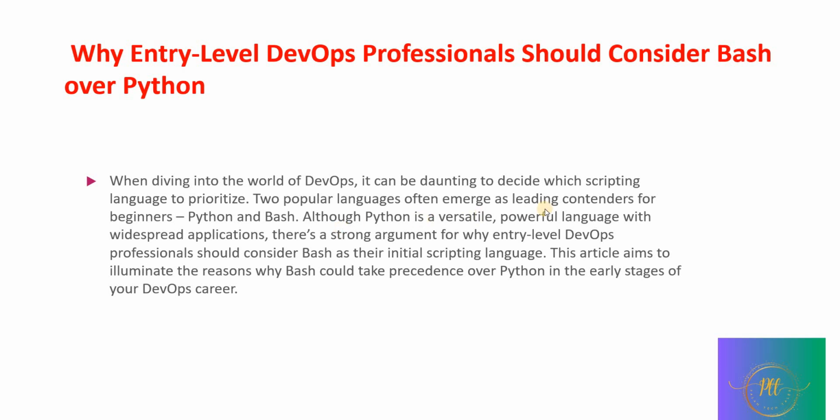prioritize. Two popular languages often emerge as leading contenders for beginners: Python and Bash. Although Python is a versatile and powerful language with widespread applications, there is a strong argument for why entry-level DevOps engineers should prefer Bash as the initial scripting language. Most people use Bash scripting because it is very easy compared to Python. When we are learning Linux system administration and AWS tasks, at that time itself we become aware of some basic knowledge of shell scripting, so it is easy to start with Bash scripts when starting our career as a DevOps engineer or Linux system administrator.